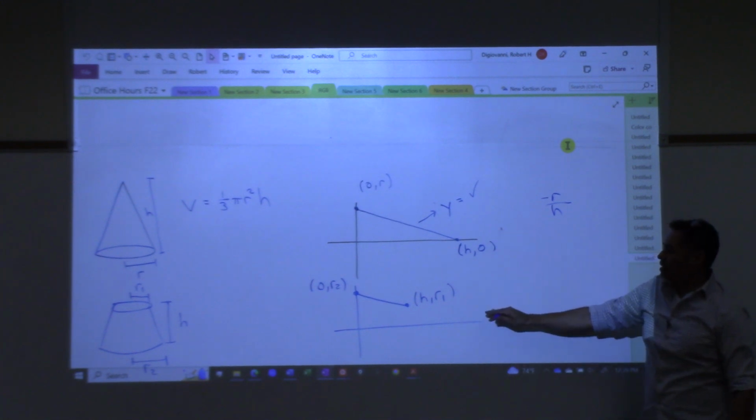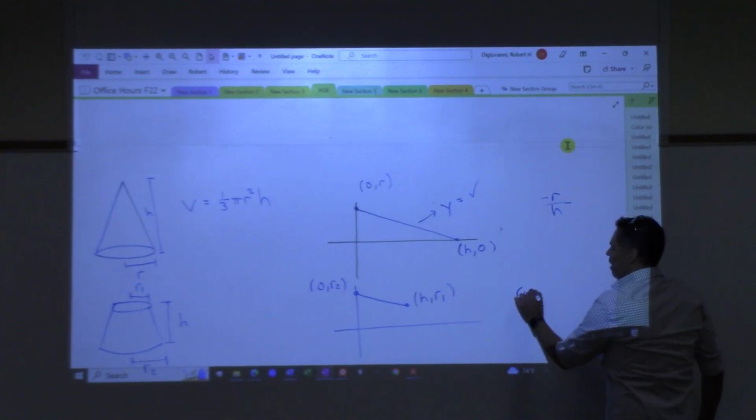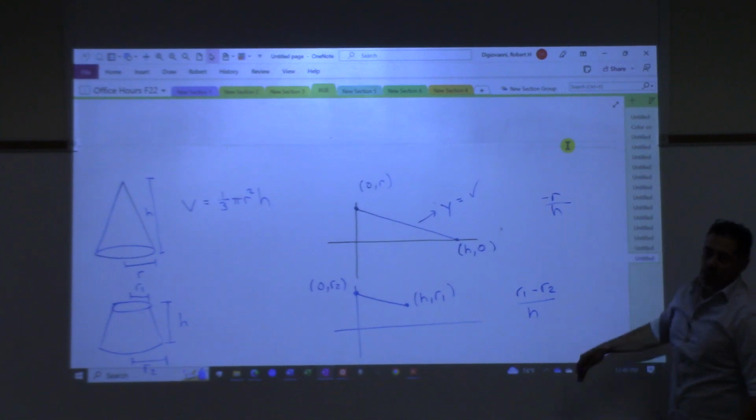And then what's the slope of this line? It's a little worse, right? A little worse, not terrible, but it's r1 minus r2 over h. But then that's just the slope. You have to find the equation.